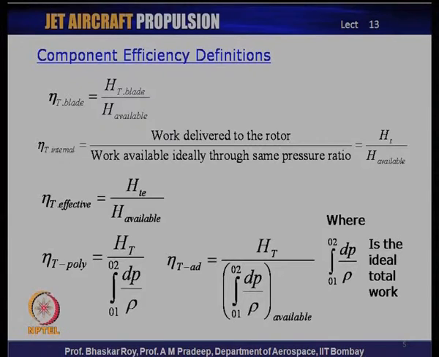Now, the integral 0 1 to 0 2 d p by rho, of course, is the ideal total work based on the total heads 0 1 to 0 2, that is, the ideal work that may be available to the turbine for doing its work. So, these are the fundamental thermodynamic efficiencies from the thermodynamic point of view. One can make use of them as you wish for configuring the various processes that are occurring inside a turbine.